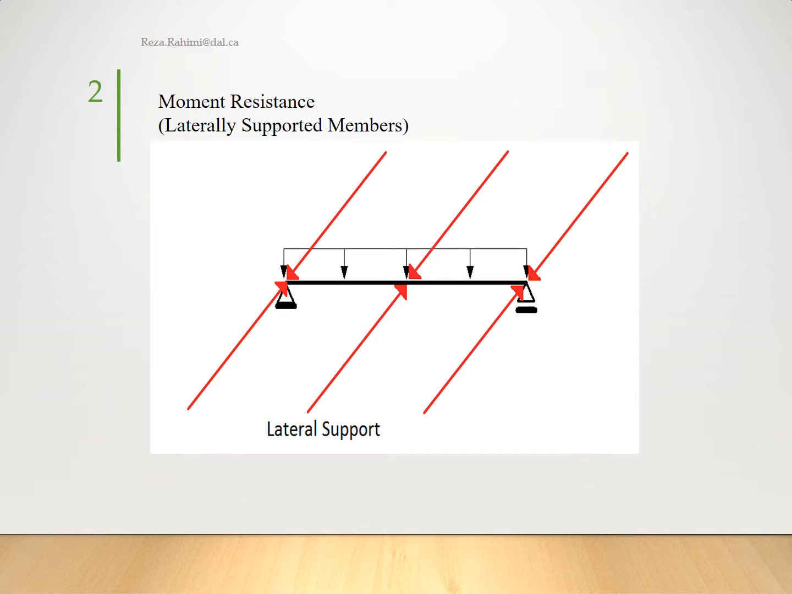The laterally supported members, as you can see in the picture, are the members whose compression flange is somehow supported with something. As you saw in the previous session, it might be that the compression flange is in concrete, or a beam or something like that is supporting that compression flange, and that will be considered a laterally supported member.